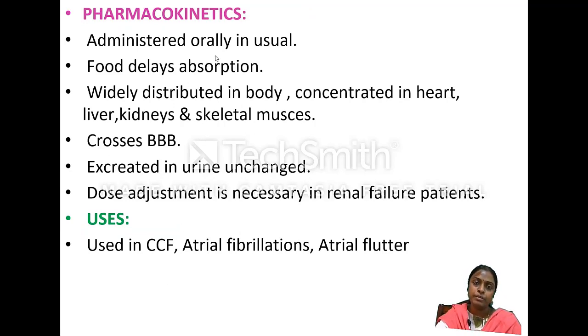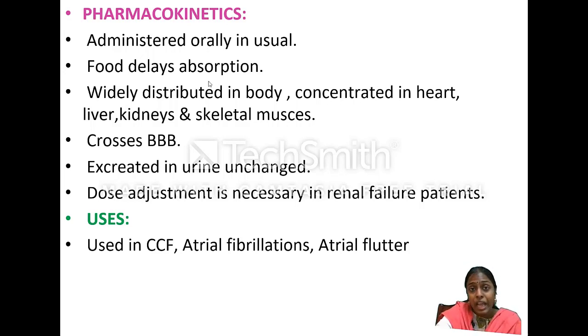Pharmacokinetics: we will administer it orally, daily. If we take it with food, it will delay the absorption of this drug, so we suggest taking it on an empty stomach. It is widely distributed in our body and more concentrated in the heart. Digitalis will concentrate more in the heart, liver, kidney and skeletal muscles, because it shows more effect on muscles.